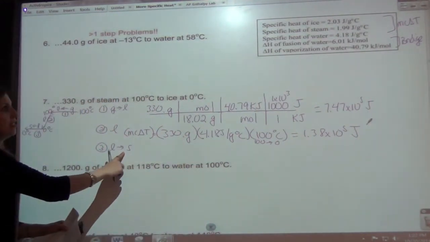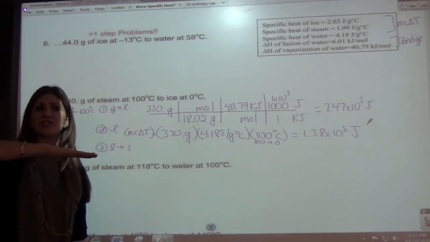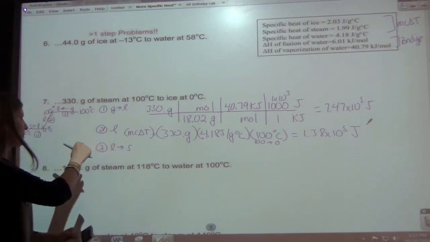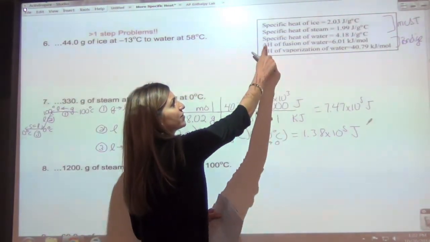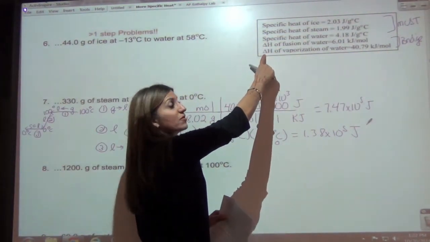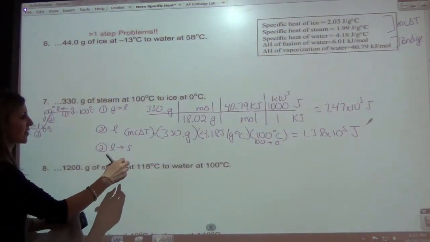Last one. Liquid to solid. So now we're at a phase change again. There's no temperature change. Our temperature is staying constant. So we are not using specific heat. Which one of these are we using now? Fusion. Awesome. Now we're using fusion. Very good. So now we've got liquid to solid.